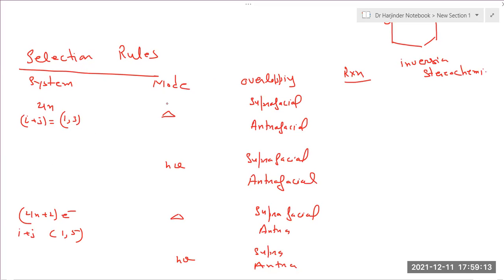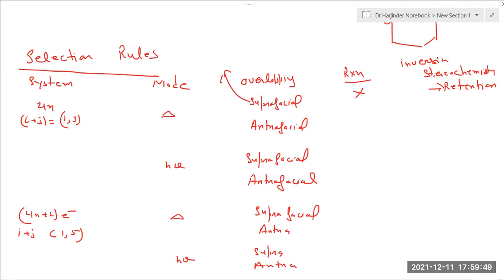So a 4n system like 1,3 under thermal conditions in a suprafacial manner: allowed or forbidden? Forbidden, sir. Forbidden. However, if it takes place, it will take place with what stereochemistry? Retention or inversion? Retention.